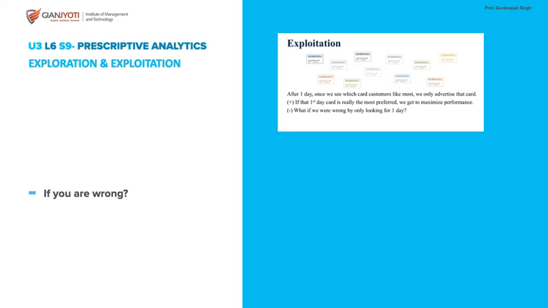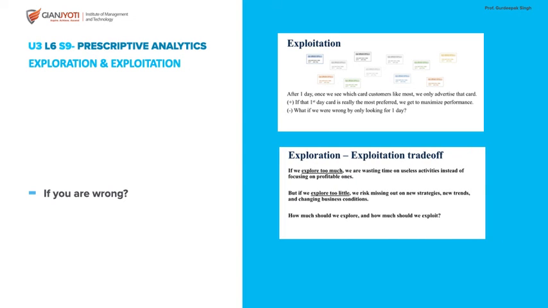But negative is if we are wrong because of any reasons in that one day. There could be some other cards which the people prefer and they didn't listen to my advertisement, or because of any reasons in one day I can't judge and I've missed and I'm looking for the wrong card, then exploitation had failed.